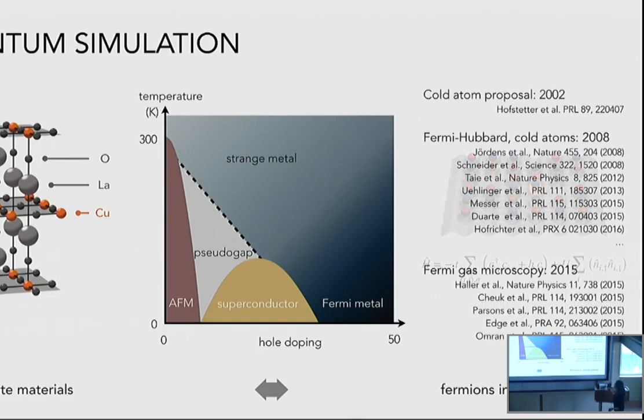I should also mention that a great deal of work has been done in these types of systems by basically everyone in this audience, starting with the cold atom proposal in 2002, and then looking at ultra-cold fermions in optical lattices starting in 2008, and then with the advent of Fermi gas microscopy in 2015, this has really taken off.